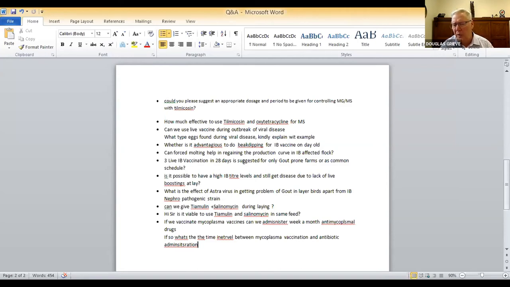With Newcastle, there are reports in the field that you can use vaccination during an outbreak, and that will reduce the mortality, not eliminate it, but reduce it. So it's a way of fighting fire with more fire. It's not the best way to control diseases, but in the case of Newcastle, there may be some benefit. For bronchitis, I would say no.